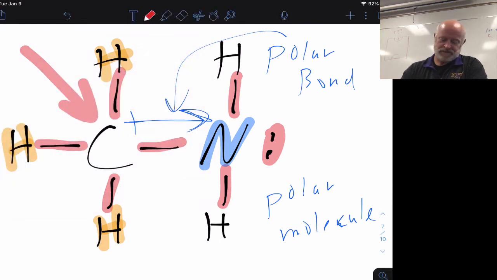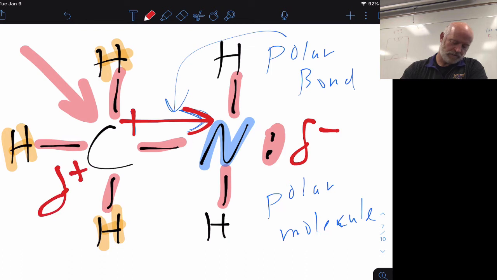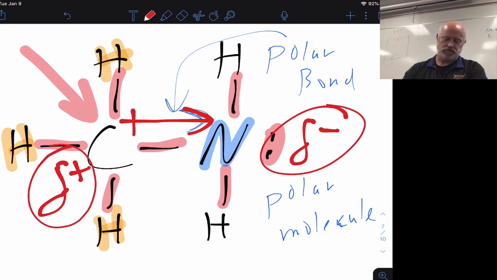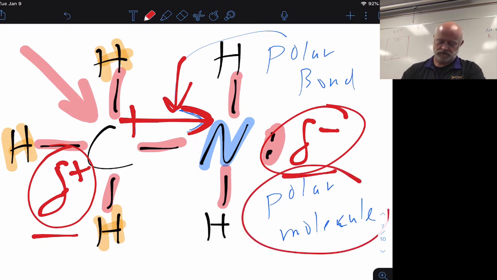We could say that this side, because we're going in this direction, is going to be partially negative. This side over here would be partially positive in this molecule, okay? So this would be the symbolism we would use to show partial negative, partial positive. This symbolism here is to show the bond, okay? So the bond is pulling it in this direction. There's nothing to oppose it, so we end up being partially positive, partially negative, and we get a polar molecule.